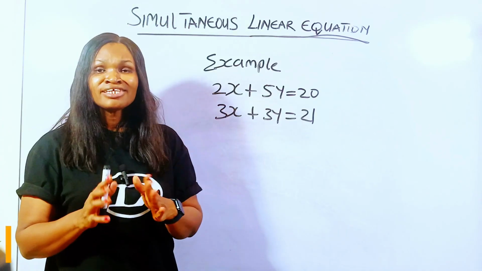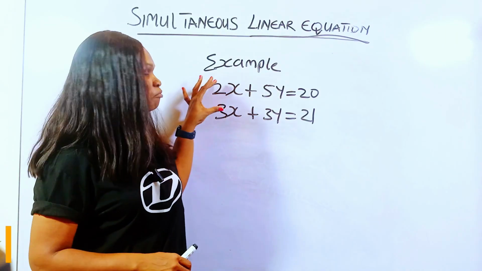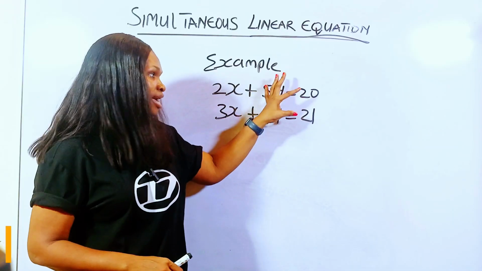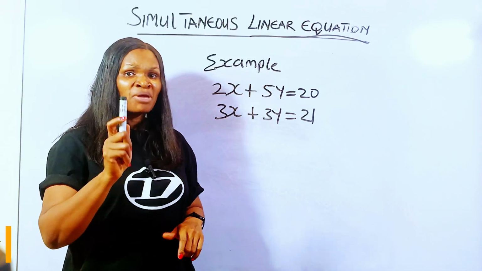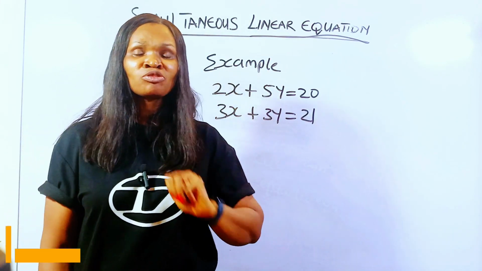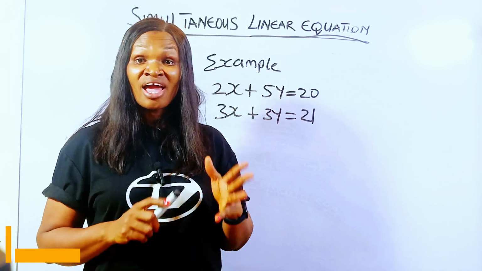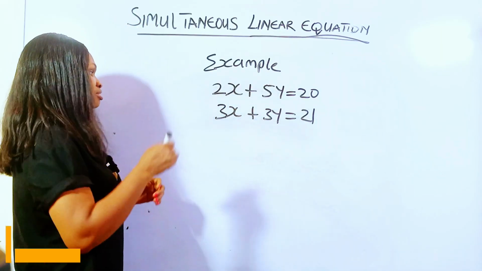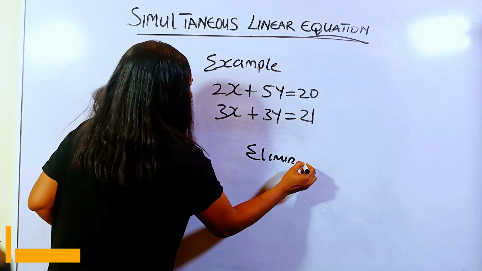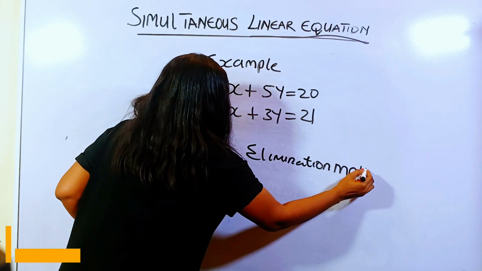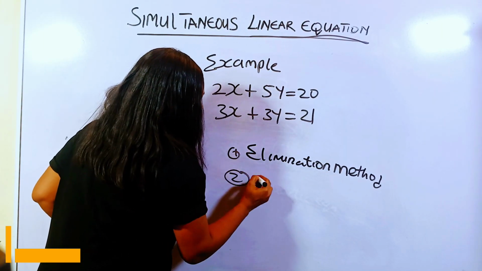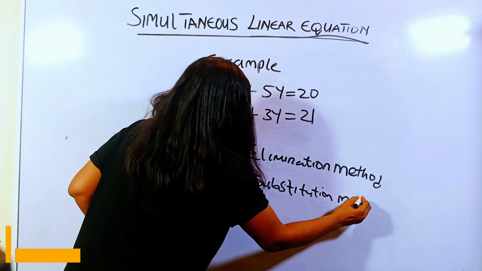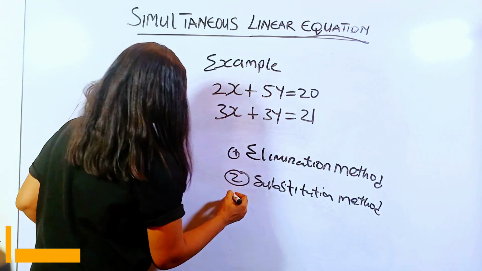So let's go back. Let's solve this example of a system of linear equations, because if you notice, we have two linear equations and they are called a system of linear equations. But before we solve this, we have three different methods of solving simultaneous linear equations. We have the elimination method, the substitution method, and the graphical method. Let's write it. 1, elimination method. 2, substitution method. And then we have the graphical method.